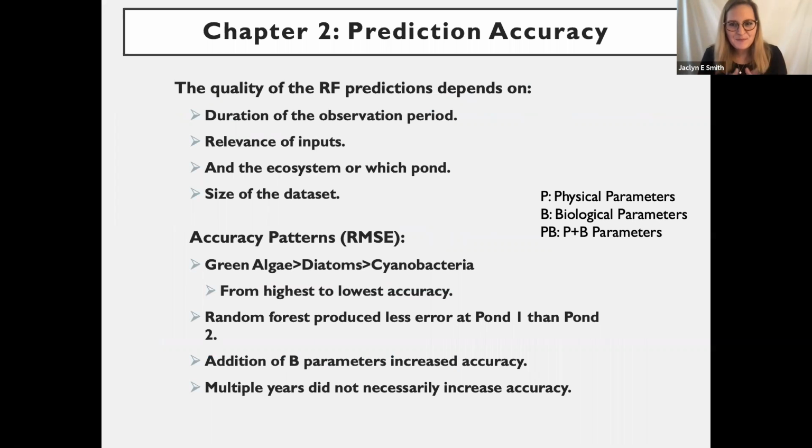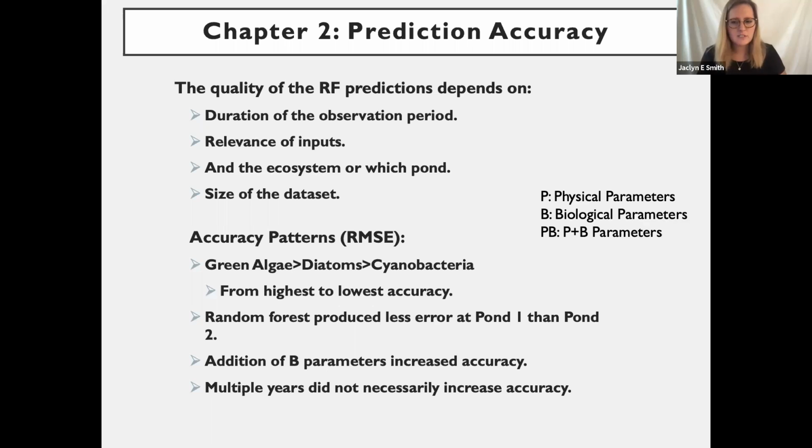So the results from the random forests are pages and pages of tables. And instead of overwhelming you with them, I decided to summarize the results. If anybody has questions or wants to see tables or any error metrics or important variables, you can always contact me, or it can be read in my thesis when my thesis gets published. The quality of random forest predictions depends on a few things. Firstly, the duration of the observation period, as well as the relevance of those inputs and which ecosystem, which in our case would be which pond, as well as the size of the data set.